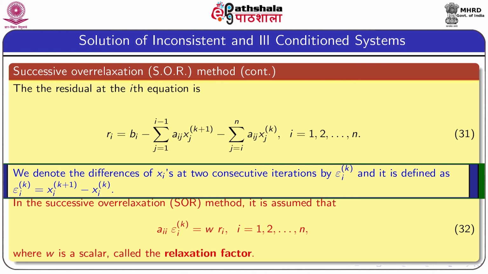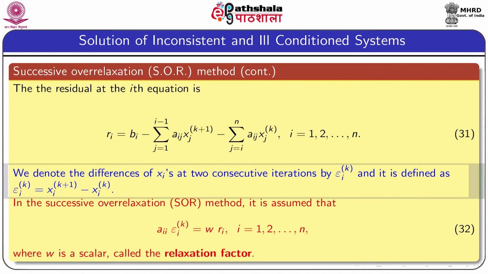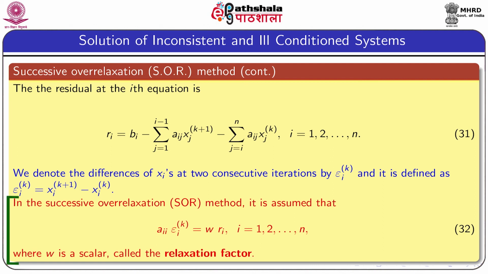Now we denote the differences of xi's at two consecutive iterations by epsilon i^k, and it is defined as epsilon i^k equal to xi at the (k+1)th iteration minus xi^k. That means the difference between the values of xi at two consecutive iterations k+1 and k.